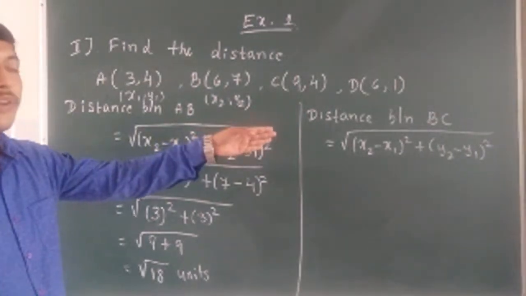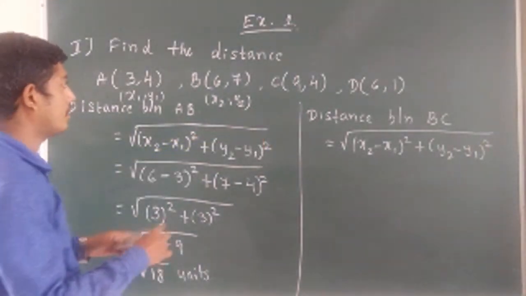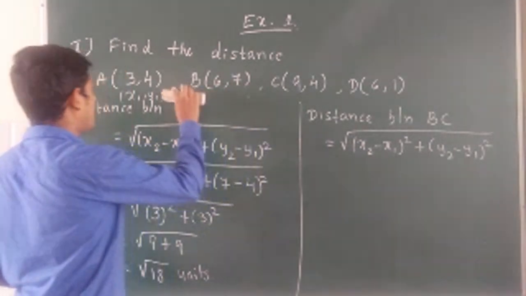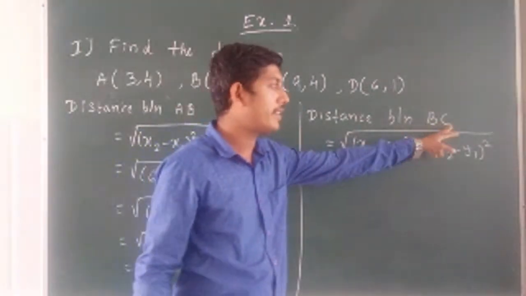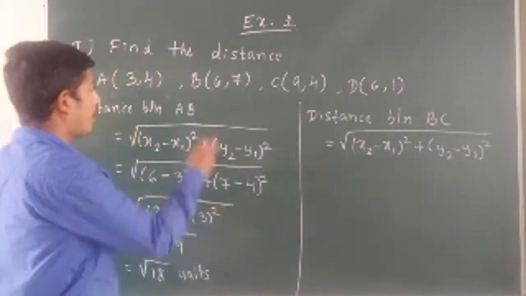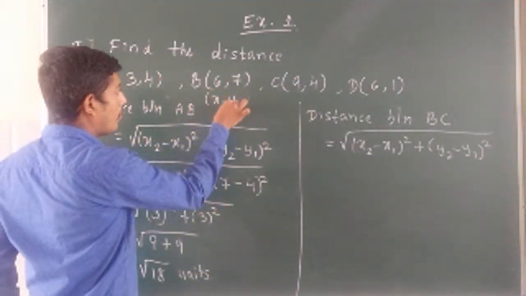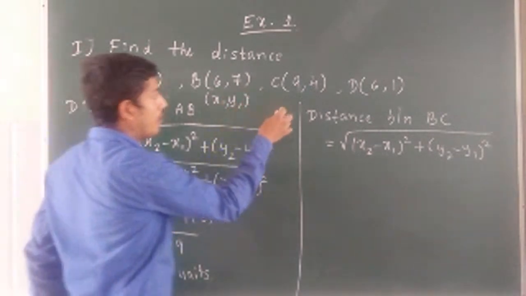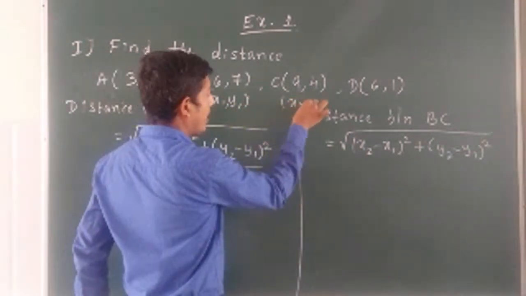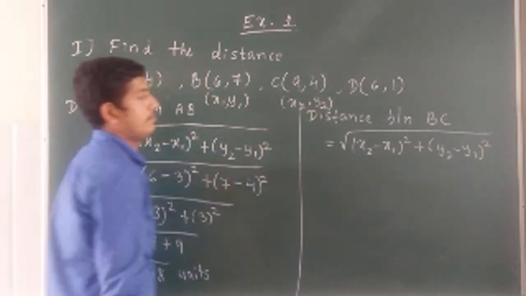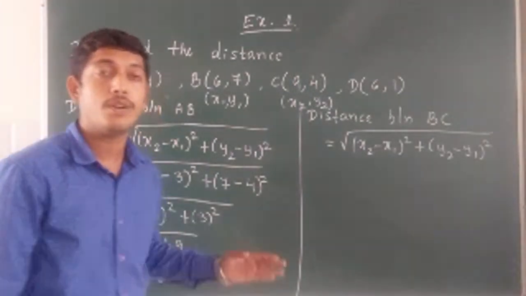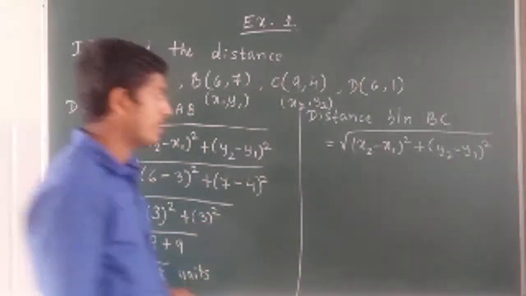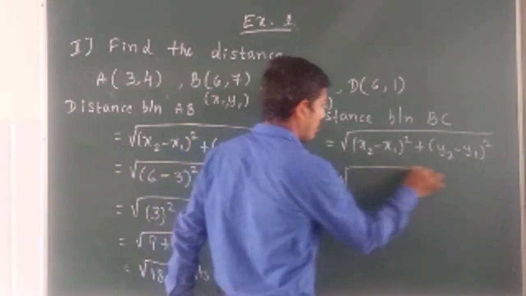But here we have to find out points B and C. So therefore, the first one we considered B and the second one as C. Therefore, for point B we consider x1 comma y1 and for the point C we consider x2 comma y2. Now again we have to do the same steps. We have to substitute the values and find out the answer. I will substitute the values.